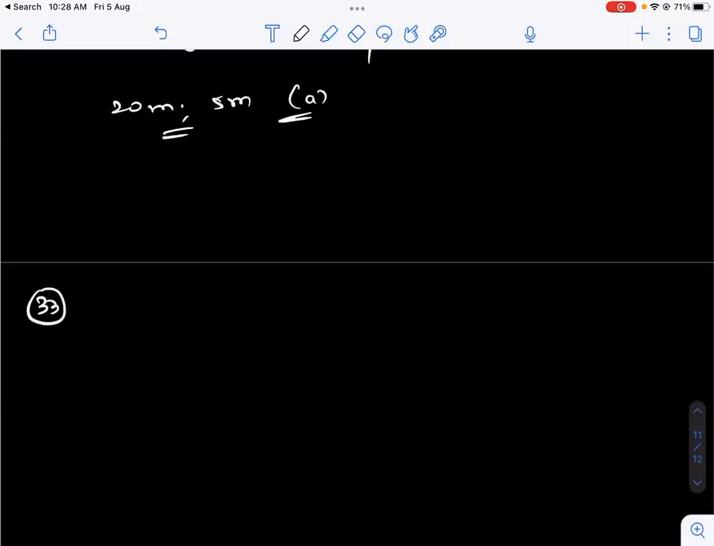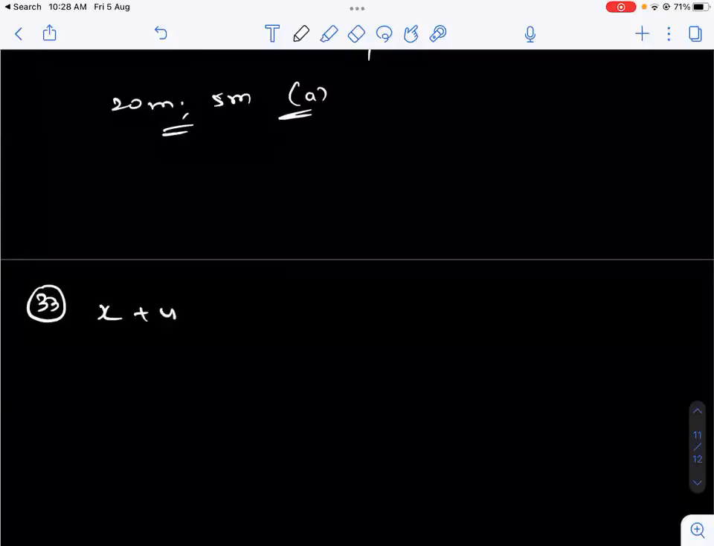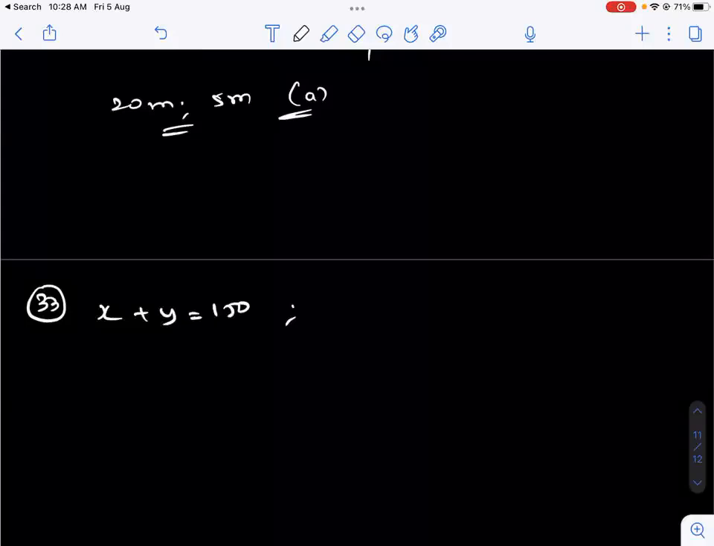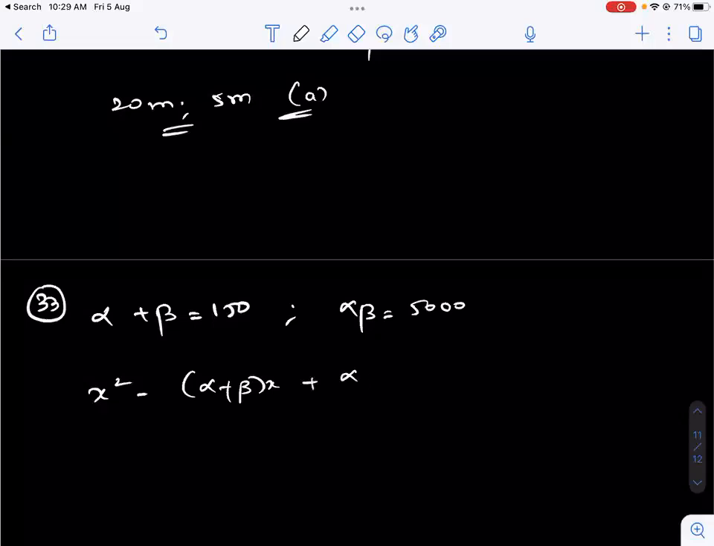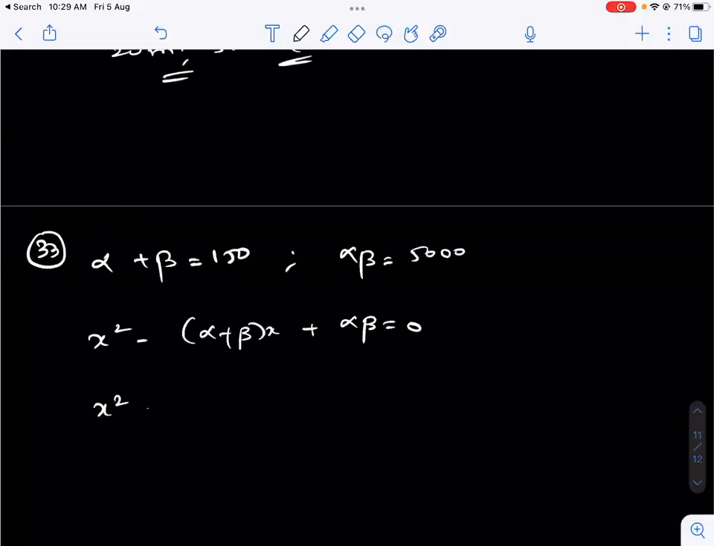A school decided to award prizes to the most punctual and most obedient student. The sum of the two prizes is 150. So x plus y is 150 and the product is 5600. So if you know the sum and product, how will you frame the quadratic equation? Alpha plus beta and alpha beta. Yes, x square minus (alpha plus beta) into x plus alpha beta is equal to 0. So x square minus 150x plus 5600 is 0.